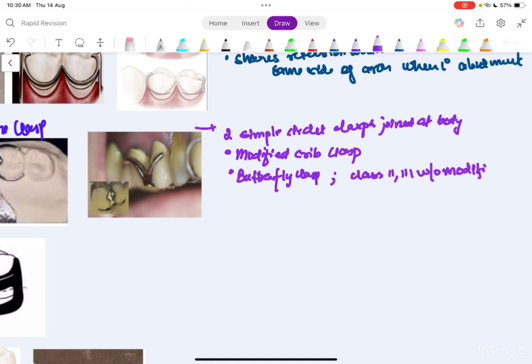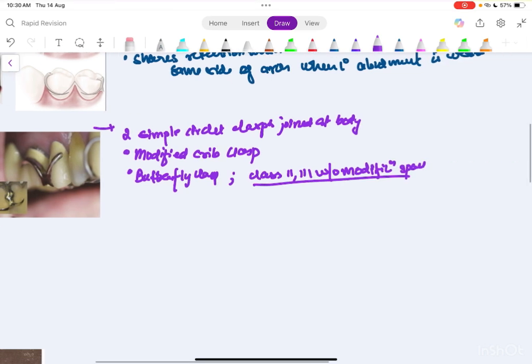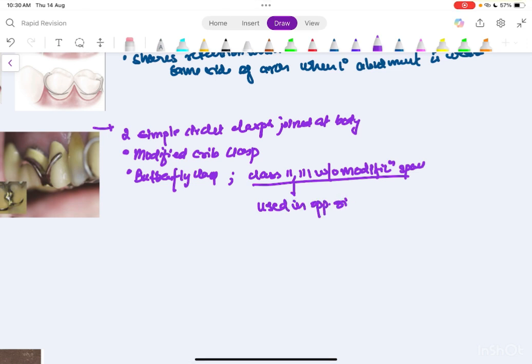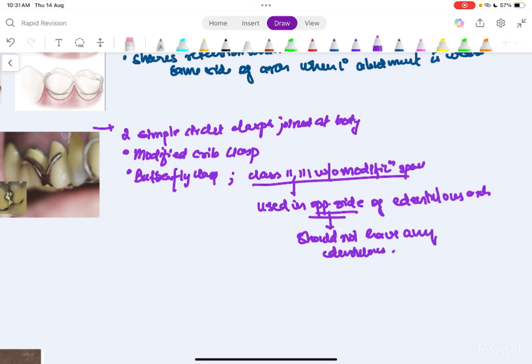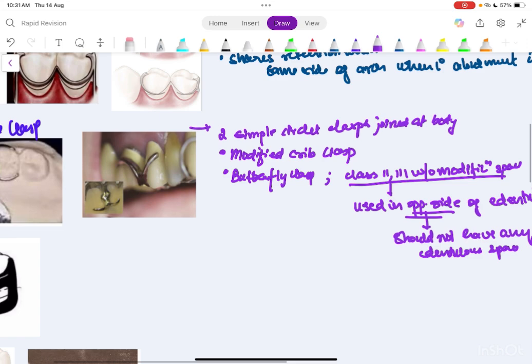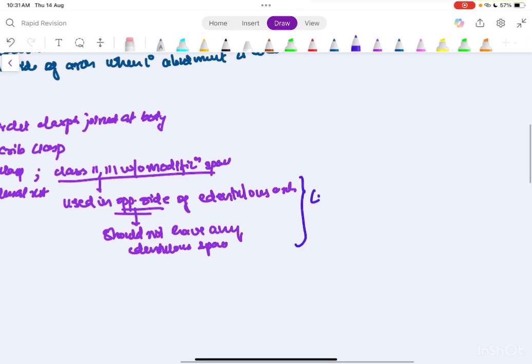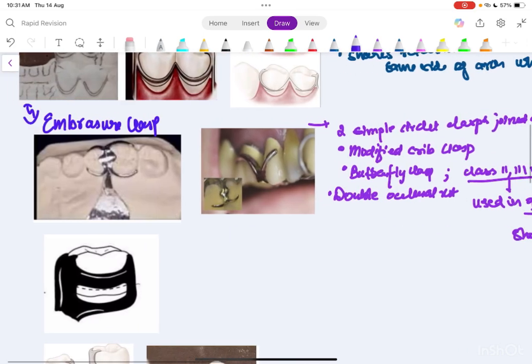Now let's understand what we mean by this. This is basically used in the opposite side of the edentulous arch, and this opposite side should not have any edentulous space. And you have to remember there are double occlusal rests in embrasure clasp. Basically through this we are providing cross arch stabilization.